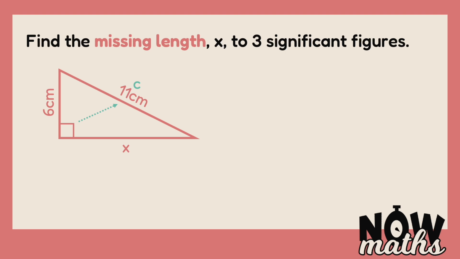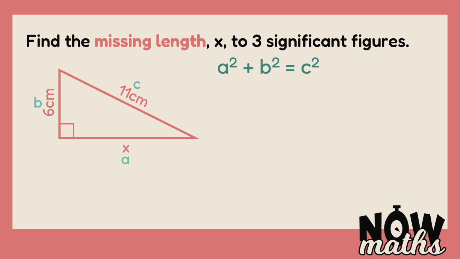We then label the other 2 sides A and B in whichever order we like. So I'm going to label X A and 6 centimetres B. This time you'll notice that C is 11 centimetres rather than the missing length x. We're still going to approach this in the same way though, so we'll write down Pythagoras Theorem, which is that a squared plus b squared equals c squared, and we're going to pick up our values of a, b and c and substitute them into Pythagoras Theorem.